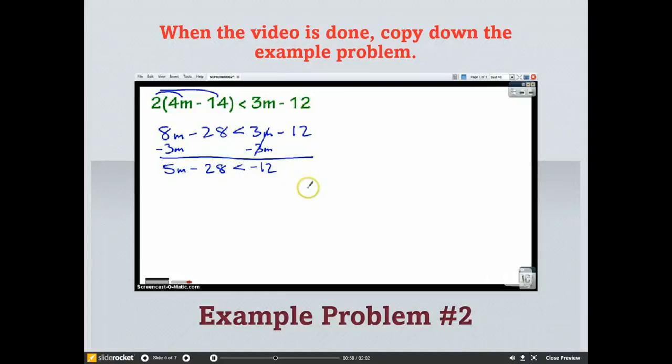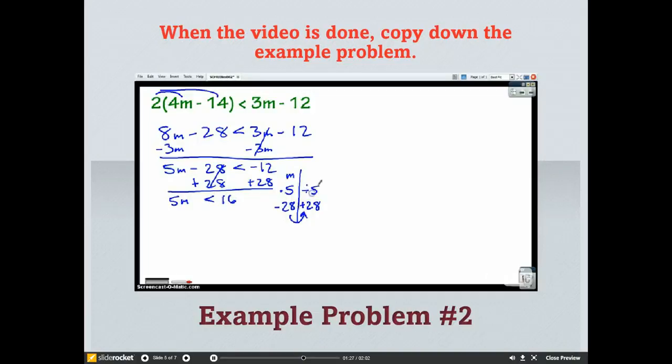Alright, and now I can start thinking about my roadmap. In this case, the roadmap would look something like this. They took m, it's been multiplied by 5, and then subtracted 28, which means when I pull a U-turn and go in reverse order, I'm going to add 28 to both sides first, which will give me 5m less than 16.